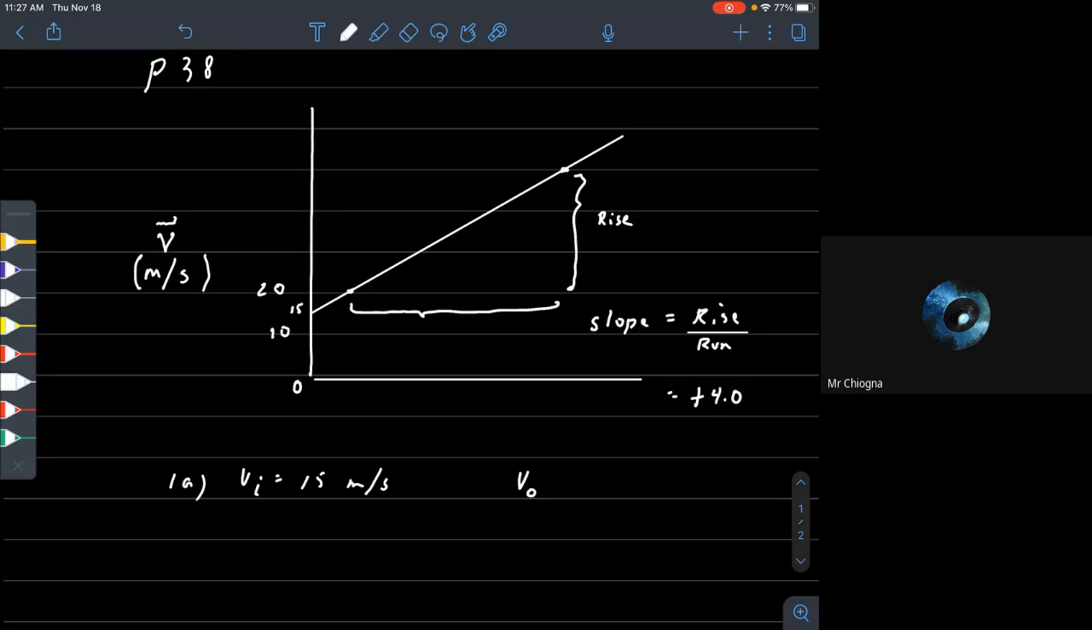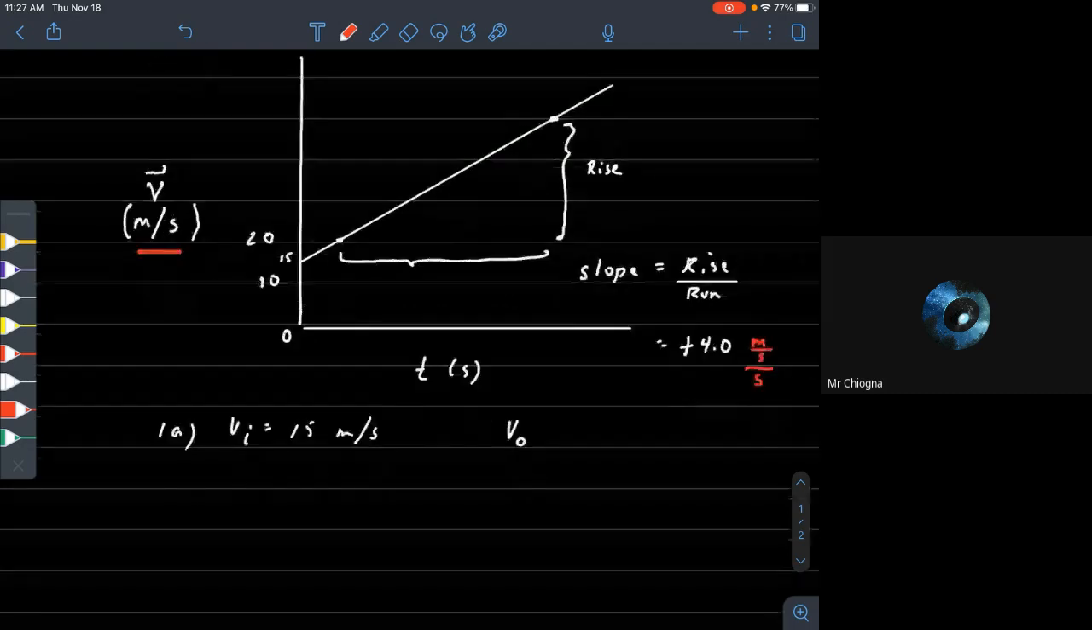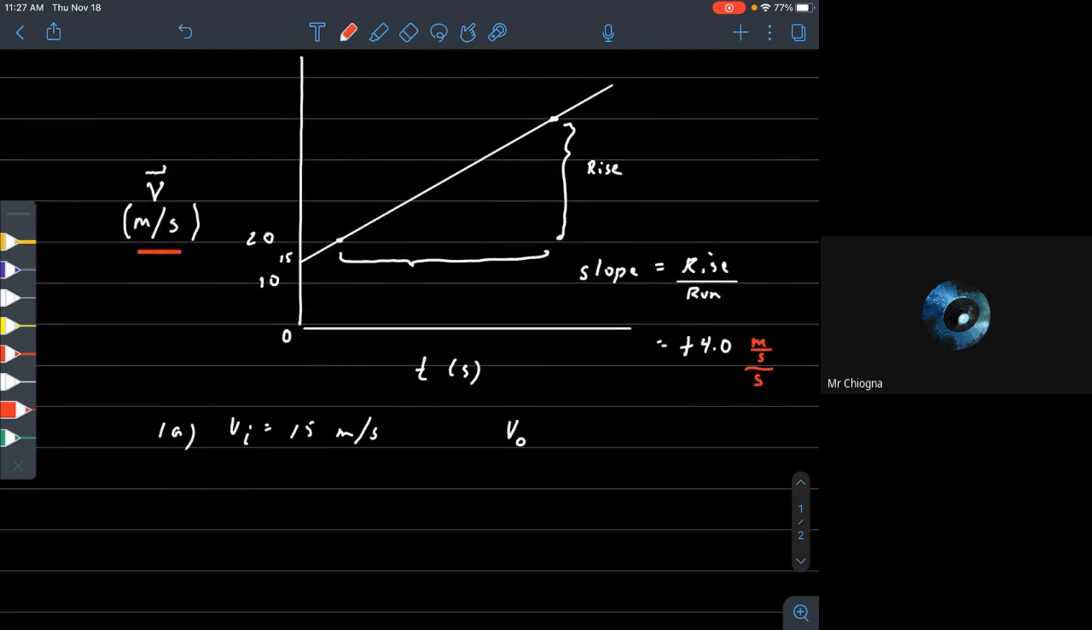Okay, we're not finished. We need the units. For the units, we go to the units on the y-axis, which are meters per second. And then we divide that by the units on the x-axis, which are seconds. And now that's sloppy. That is the unit. That's correct, but that's a sloppy way of writing it. The simpler way of writing is simply meters per second squared. It's an abbreviation. That is the unit.